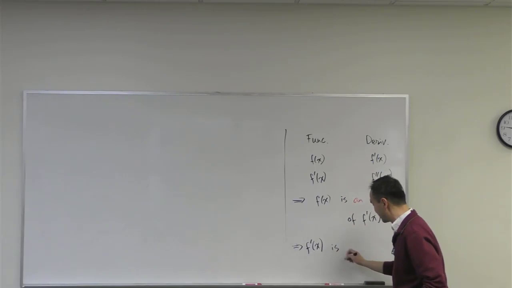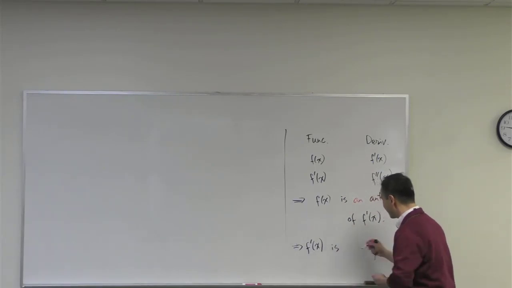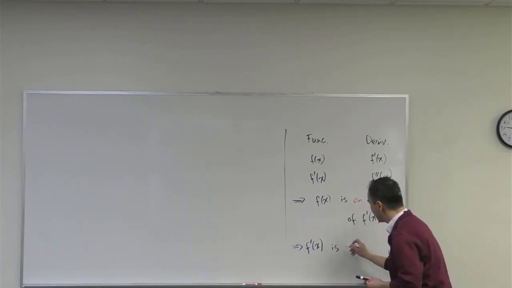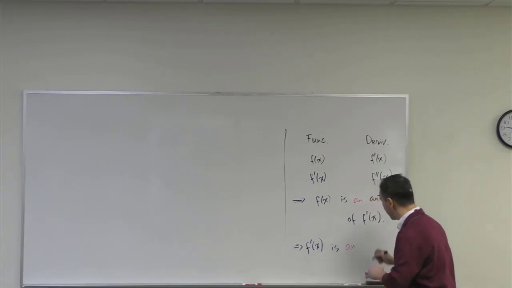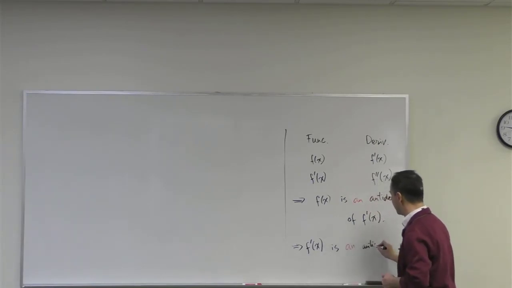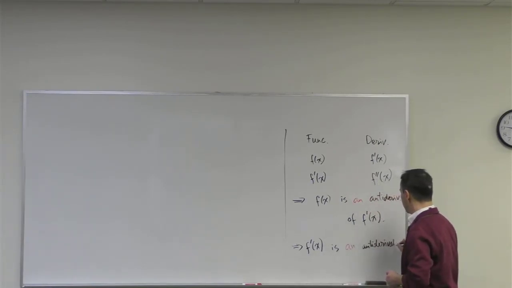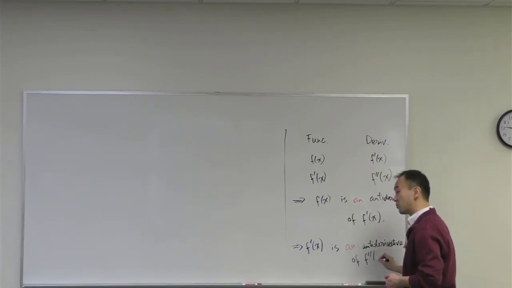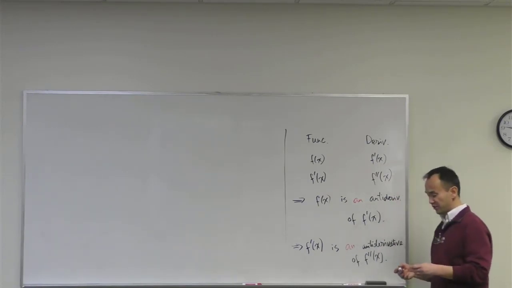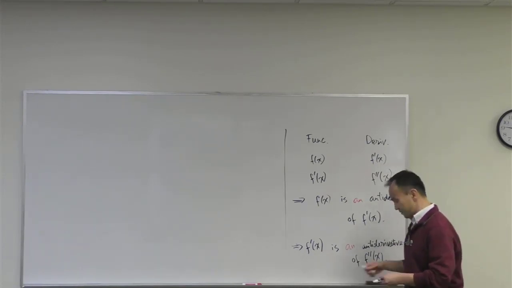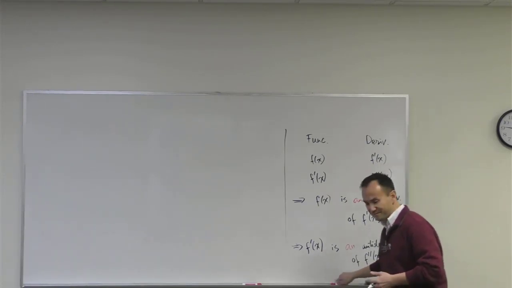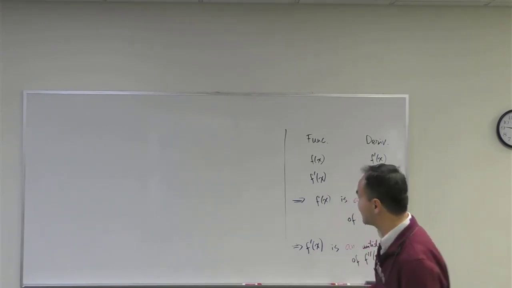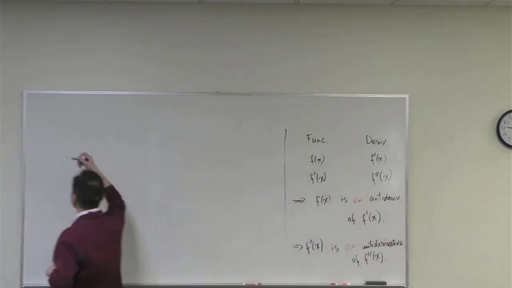F prime is an antiderivative of f double prime. See that relationship now? Right. So I mentioned this for a reason. Let's now look at another example.